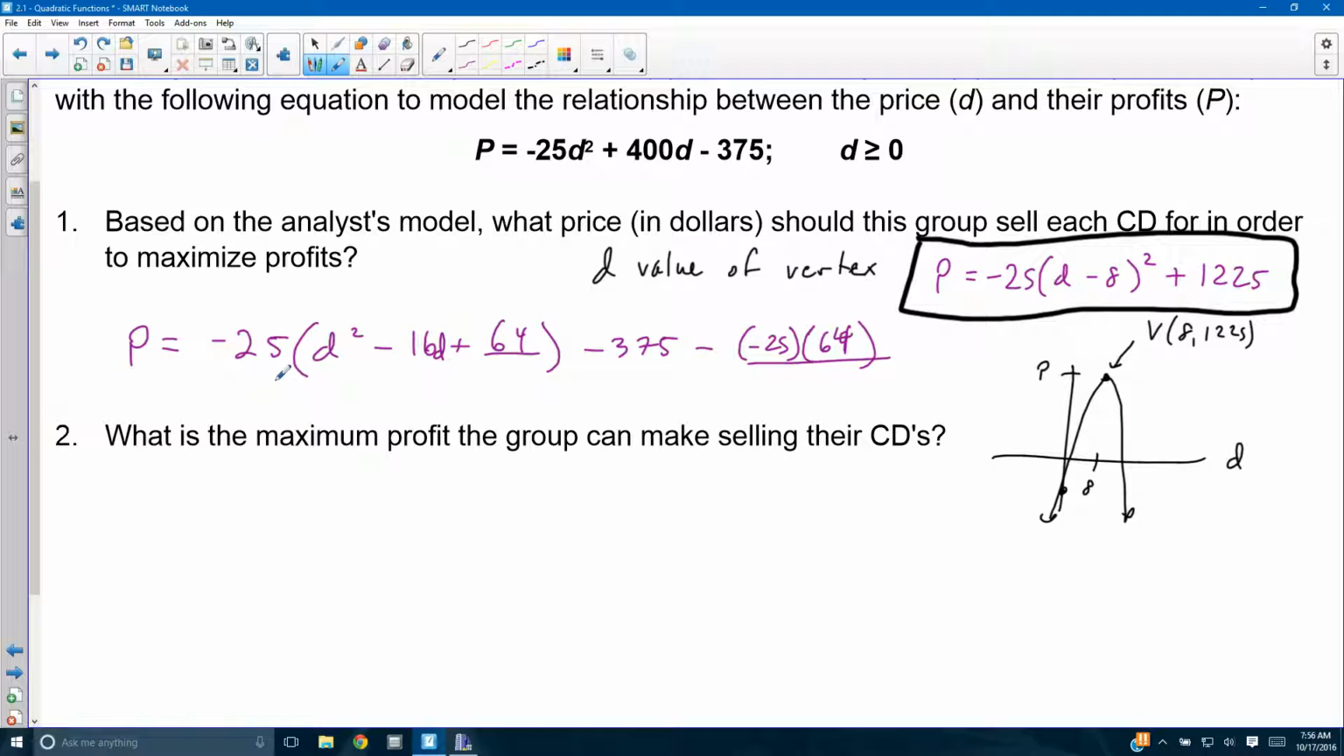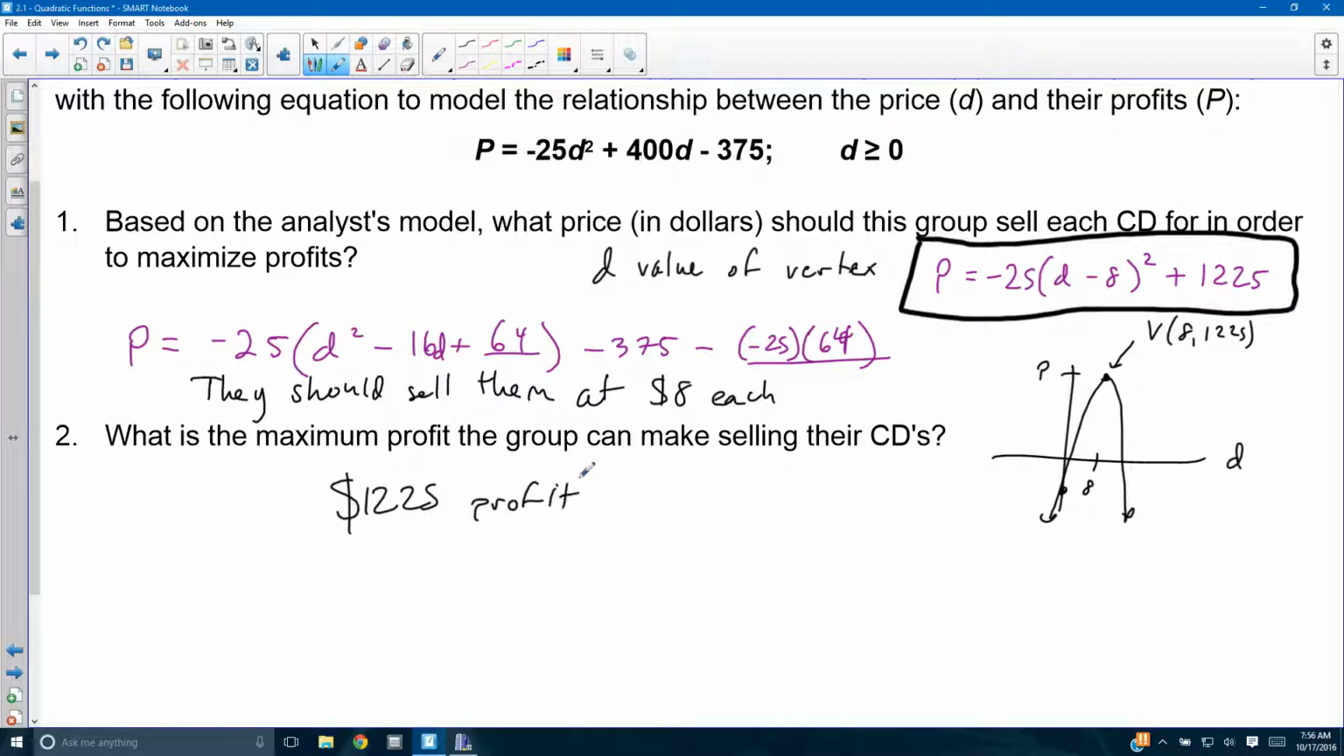What price in dollars should this group sell each CD at? They should sell them at $8 each. Based on this analyst's model, however he figured it out, based on their history, I don't know, he's saying this will maximize your profits, and this is the maximum profit you'll make by selling the CDs. The maximum profit looks like it'll be $1,225. From there, you could also probably answer something like how many CDs that would be, and stuff like that.